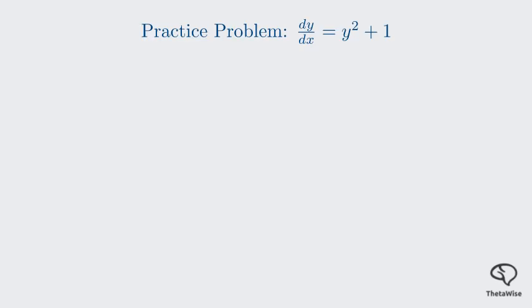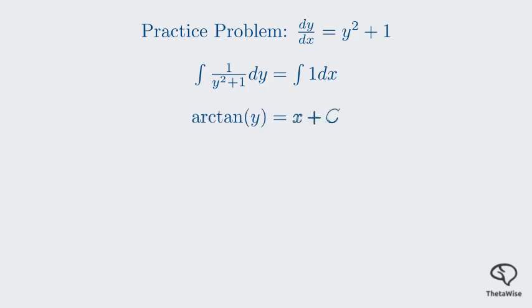We separate the variables to get 1 over y squared plus 1 dy equals dx. Integrating both sides, the left side is the integral of 1 over y squared plus 1, which is the inverse tangent of y. The right side is the integral of 1, which is x. Don't forget the constant c. Solving for y, we get y equals the tangent of x plus c, and that's our solution.